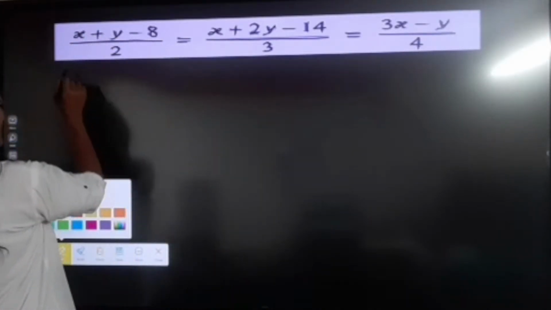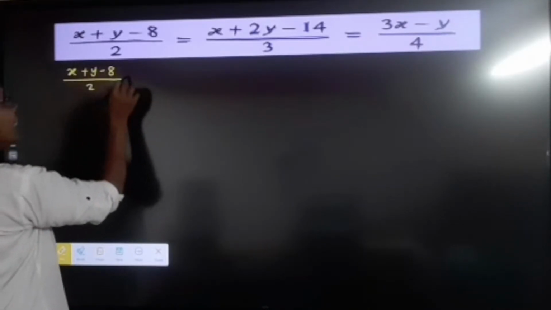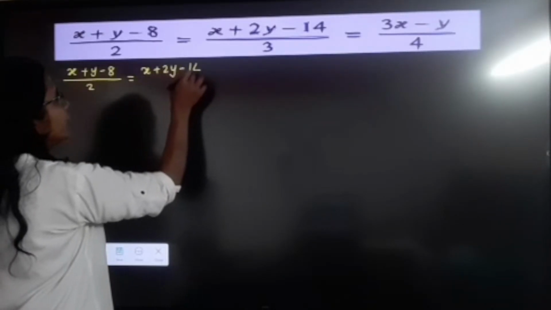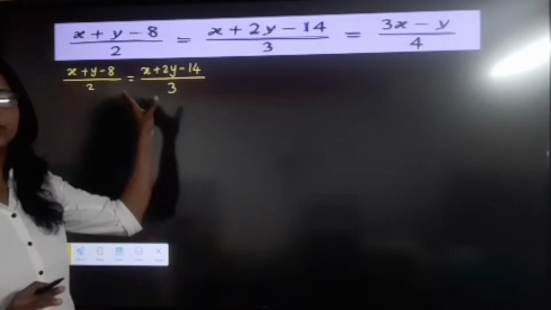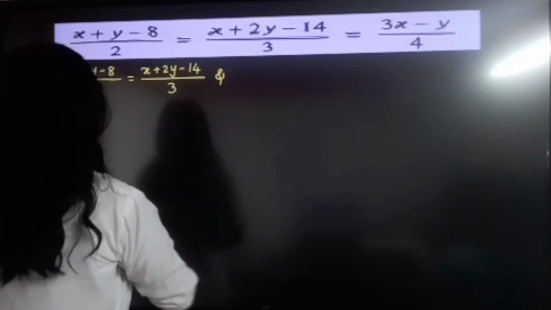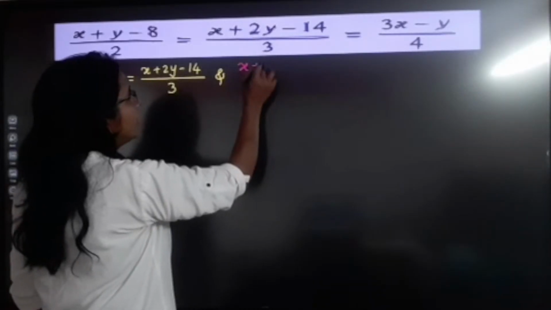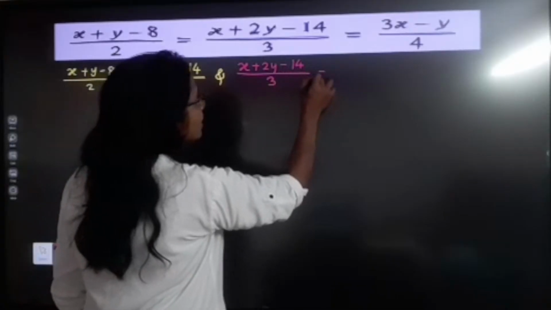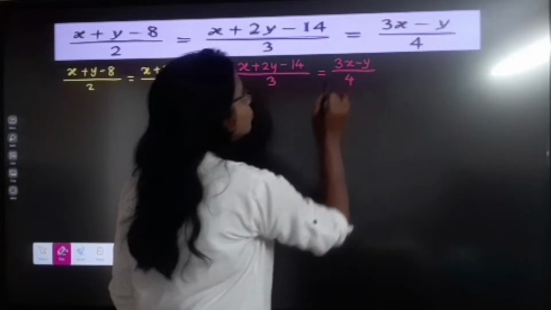So first I write down x plus y minus 8 upon 2 is equal to the second ratio, x plus 2y minus 14 divided by 3. Okay, I write down these two ratios first, and then the second one, taking the second ratio x plus 2y minus 14 upon 3 is equal to 3x minus y upon 4. Okay students, this way.